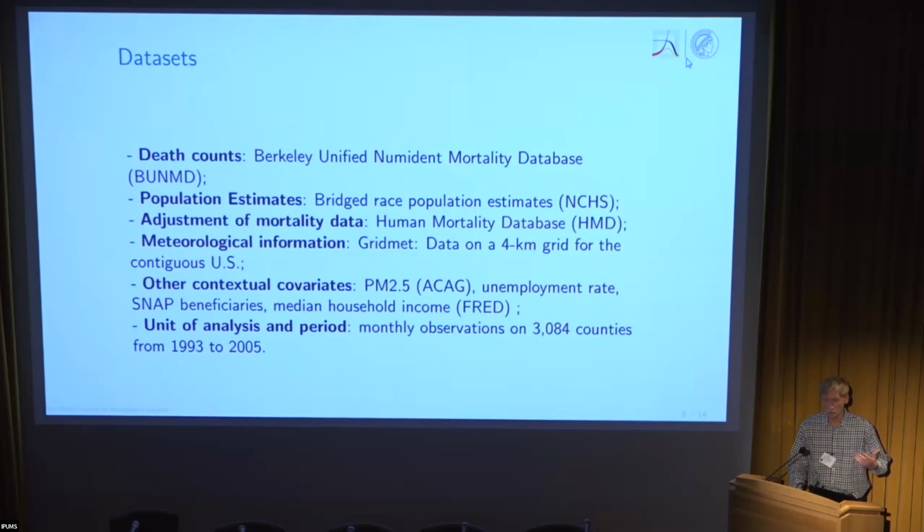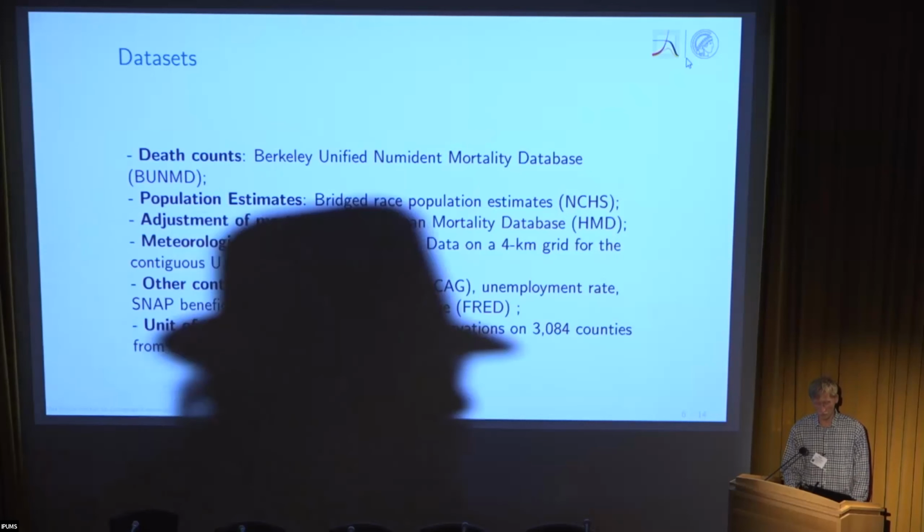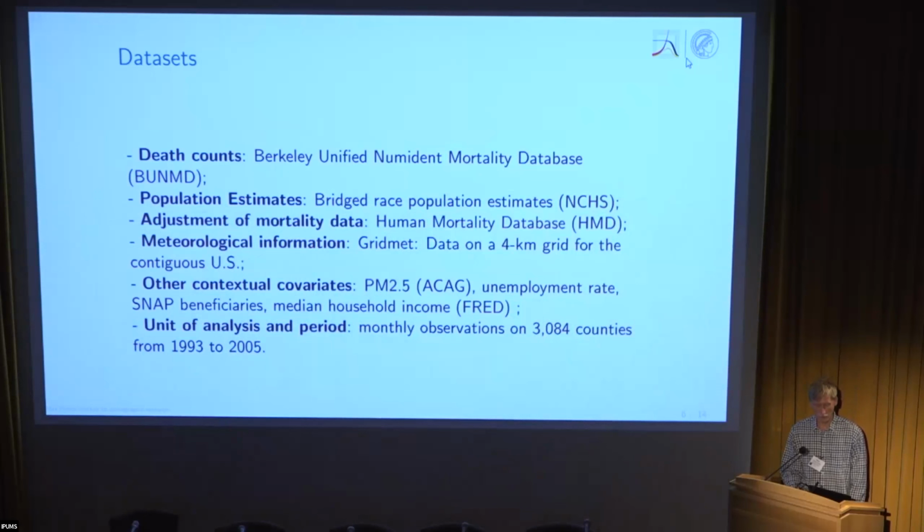And we also introduce other possible contextual covariates, such as PM2.5 air pollution. And we have some other contextual factors, for example, the unemployment rate, the percentage of SNAP beneficiaries, and the median household income in the county. So in our analysis, the unit of analysis is basically about 3,000 counties that we observe monthly from 1993 to 2005.